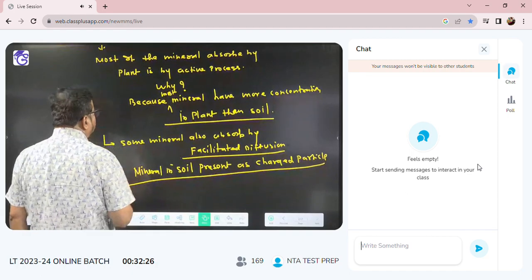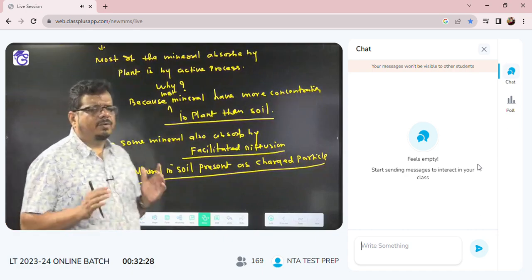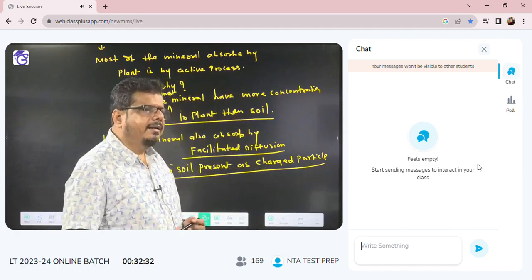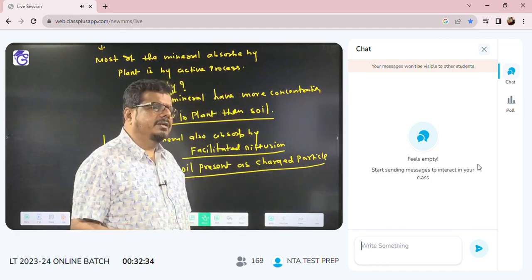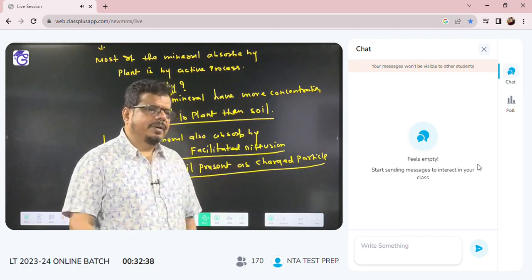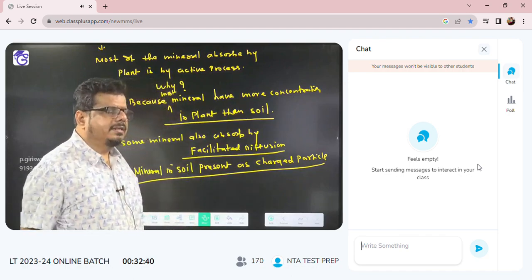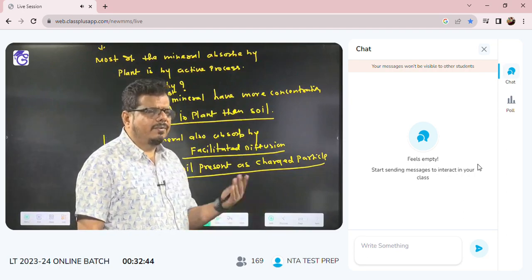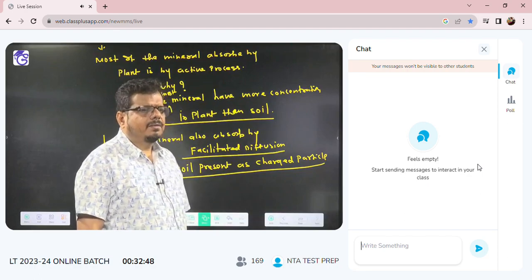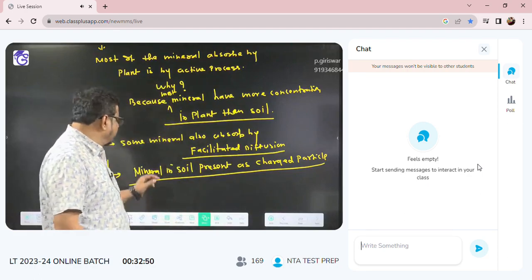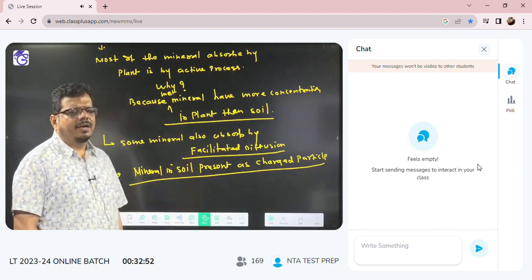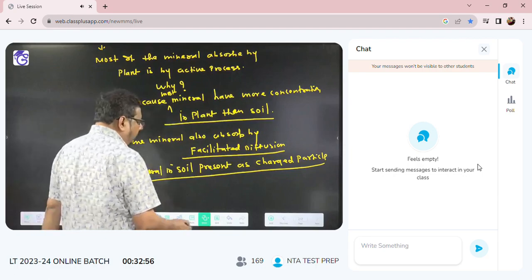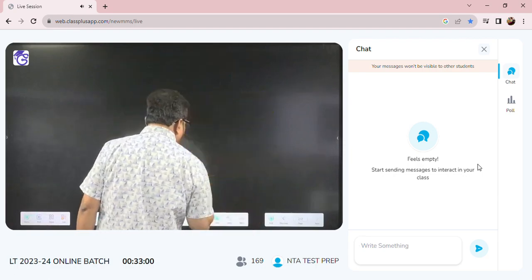So how does the uptake of minerals occur? Most of the minerals are absorbed by an active process. Why? Because in the plant the mineral concentration is more than in the soil. So when minerals come from low to high concentration, ATP is required. Some minerals may be absorbed by facilitated diffusion because minerals are present as charged particles, and charged particles cannot cross through simple diffusion. Now I am telling you about translocation of minerals.